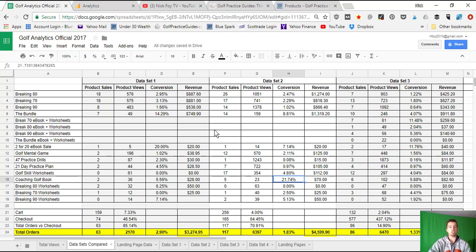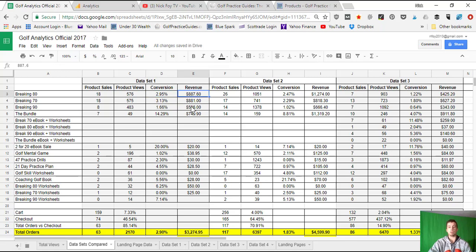So this is the type of spreadsheet you want to build. You want to create a column for product sales, product views, and then conversion rate so that you can see, okay, how many times did my product get seen? How many people bought it? What conversion rate was that? And then how much money did you make?